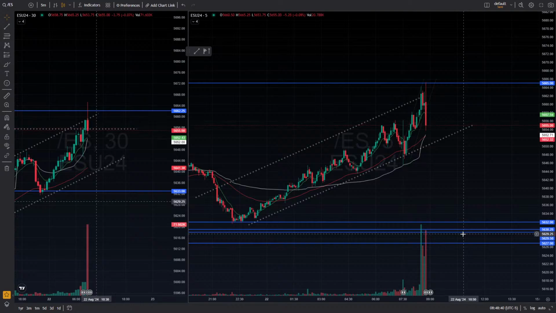S&P just closed the session gap, just to let you know. So the session gaps are closed. It seems to be rejecting.